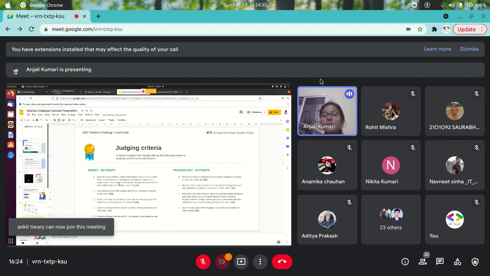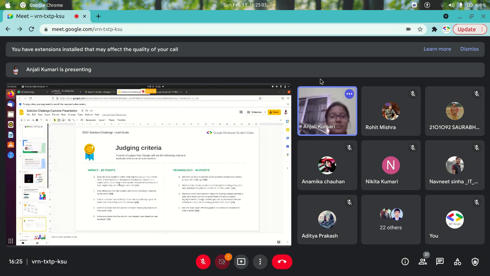So what technology you have used, how advanced it is, how you are using the technologies in a meaningful way in your app to give your idea wings. So 40 points would depend on that, like what technologies you have inculcated in your project. Okay, so this is the judging criteria.